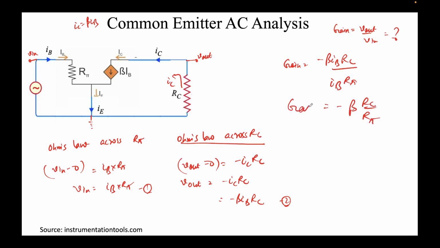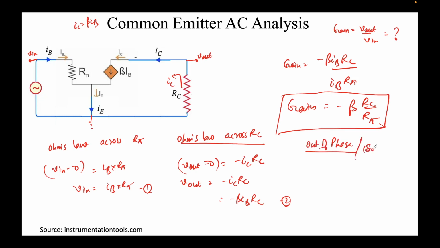This is the AC gain, or the small signal gain, for this circuit. Beta is a positive quantity, and RC and R pi are both positive quantities. What this means is that V in and V out are out of phase. If V in rises, V out will fall. Hence this is also known as out of phase, or a 180 degree phase between V in and V out. You can clearly see there's a minus sign. Alternatively, I can say V out is V in plus 180 degrees. There's a 180 degree phase shift. This is the gain expression, by the way.